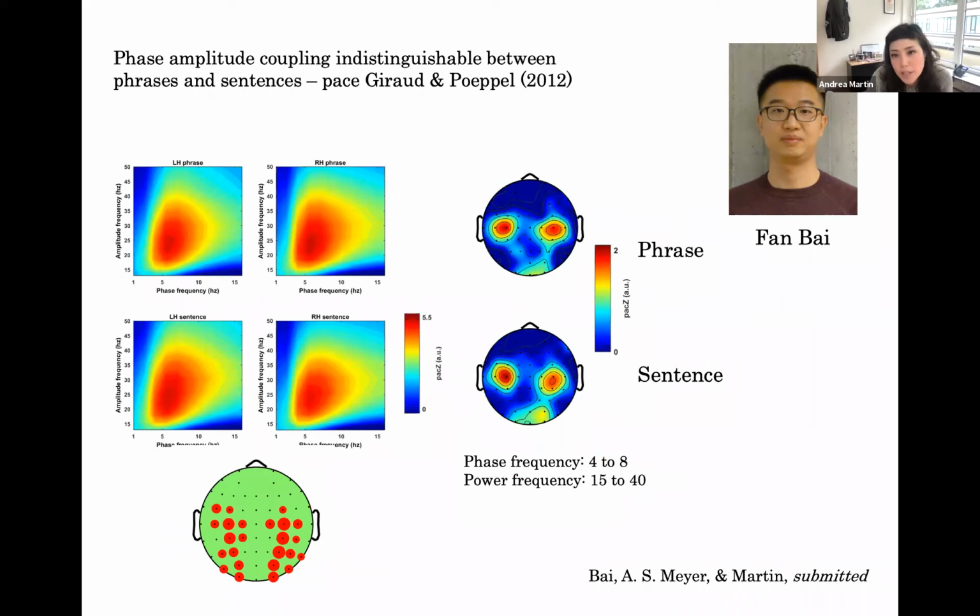And finally, Fan wanted to examine one of the clearest predictions of existing models of speech processing by neural oscillations. That's the Giraud and Poeppel model from 2012, which says that phase amplitude coupling, a relationship between the phase and power across frequency bands theta and gamma, is crucial for segmenting syllables and decoding phonemes from speech. Here we find no difference between theta-gamma coupling for phrases and sentences, but we do find increased theta-gamma coupling when participants were listening to speech compared to resting state. So that shows that theta-gamma coupling is important for speech processing, but doesn't seem to be sensitive to higher-level aspects of language processing.